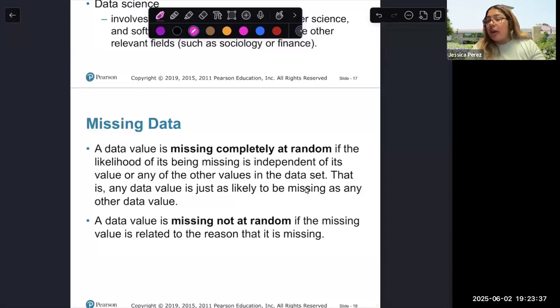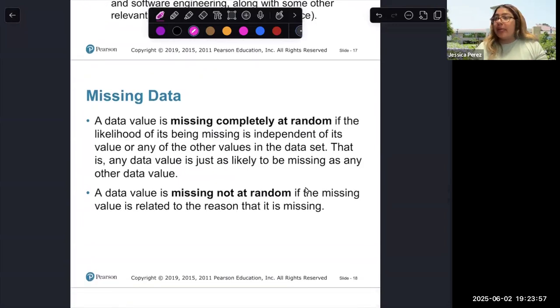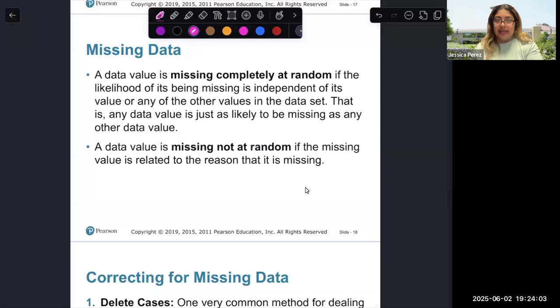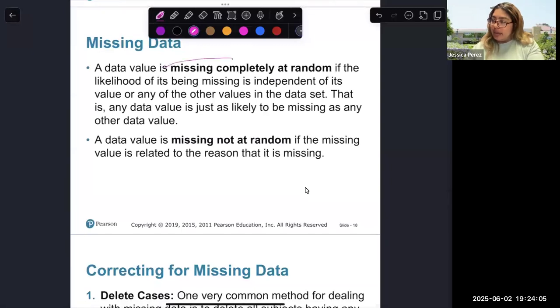A data value is missing not at random if the value is related to the reason that it's missing. So sometimes data analysts kind of reserve some data so that it doesn't interfere with a conclusion that they want. So you can have missing data completely at random, and then there's missing data that's not at random. So those are the two types of missing data: either completely at random or not at random.